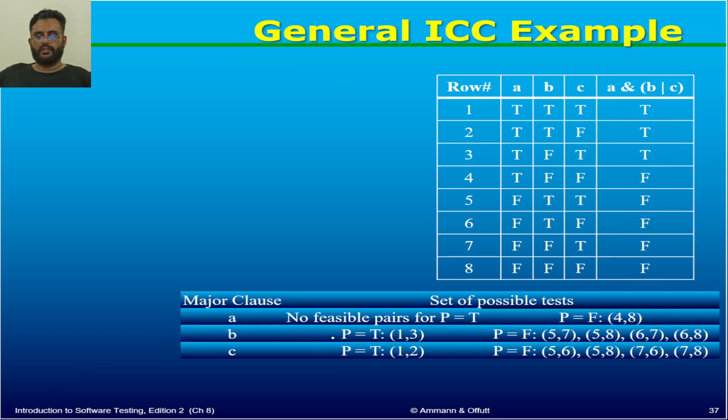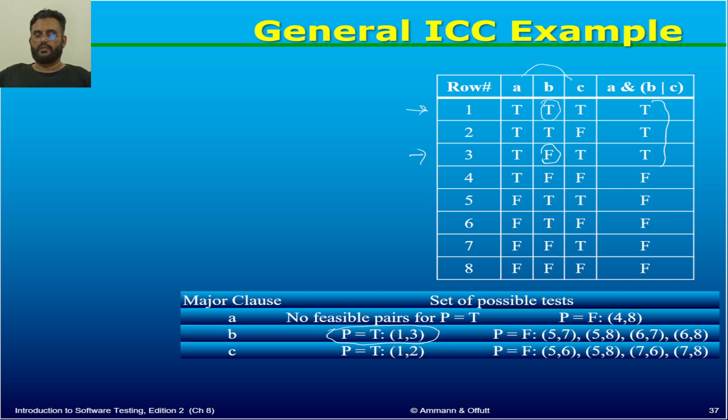And then if we want to make B the major clause, I will be considering this column, and I have to look at values of B when the predicate is true. So the predicate is true here. Are there any values where B changes from true to false? Yes, in row number 1 and row number 3, B's value changes from true to false and the predicate remains true. So that is listed here: in this case the predicate is true and the major clause is B. Its value changes from true to false and the predicate's value does not change.